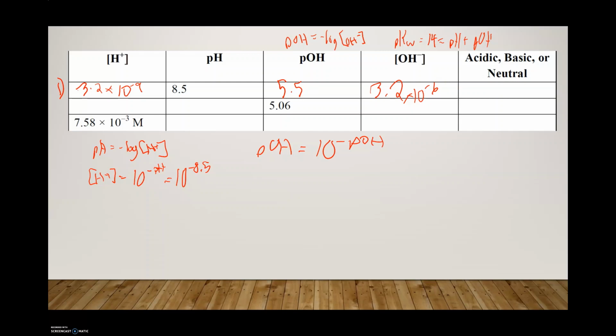Now, is this solution acidic, basic, or neutral? So the pH scale, if you don't know the pH scale, it ranges from 0 to 14, 7 being neutral, and then 7 to 14 being basic, and then below that is acidic. So always look at your pH here for this. So the pH is 8.5, so that's an example of a basic solution.